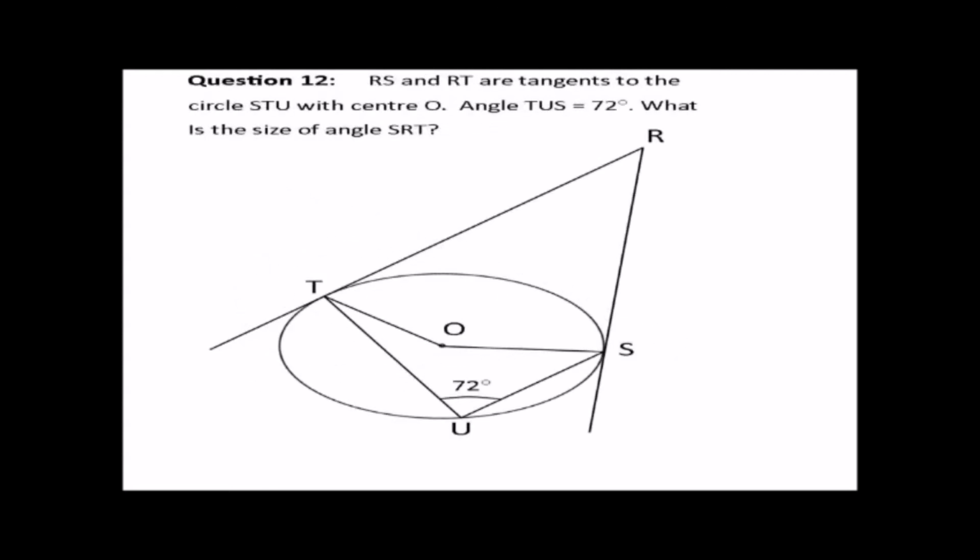Got it? Yes, good. And we move on to question 12. RS and RT are tangents to the circle STU with center O. Angle TUS is 72 degrees. What is the size of angle SRT? Again, two tangents drawn from a point to a circle. You should know what to do, guys.